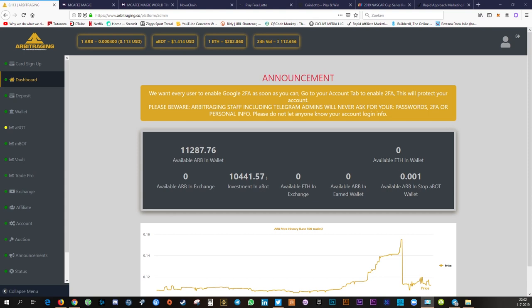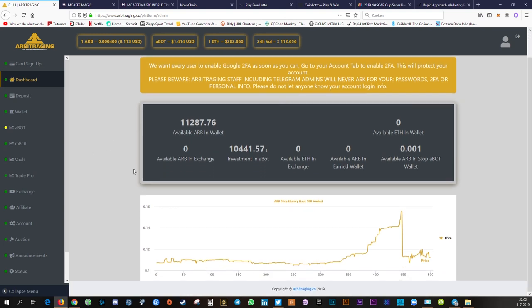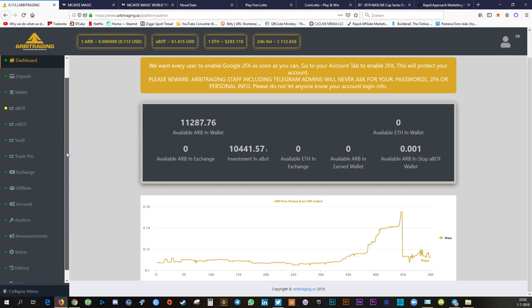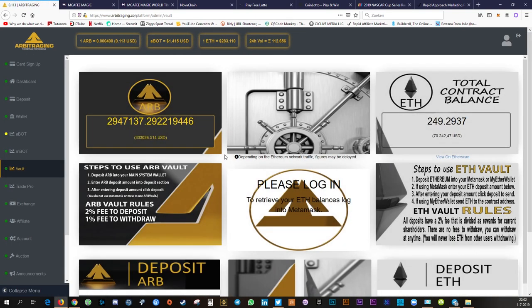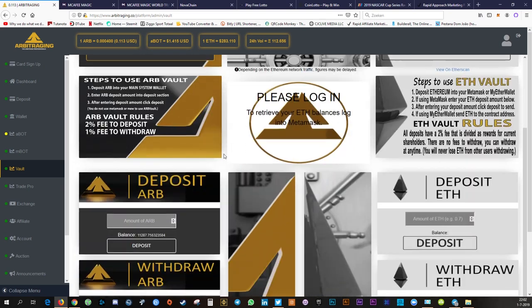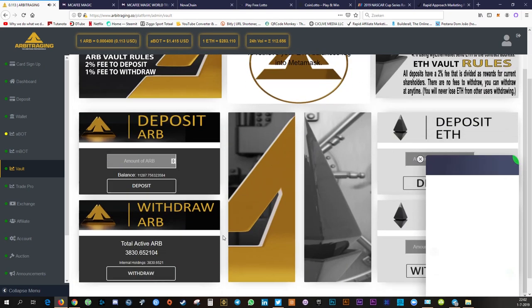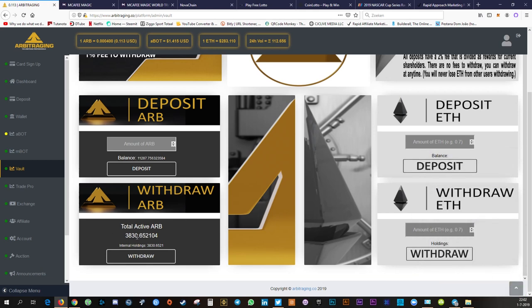So let's start with arbitraging. You can see here, I have about 10k in my ABOT at the moment. This is my available ARBs that I have in my wallet. And I have a couple of tokens in a vault. The volume is pretty steady, it's not changing a lot. Oh yeah, I got 3,830 ops available in the vault.